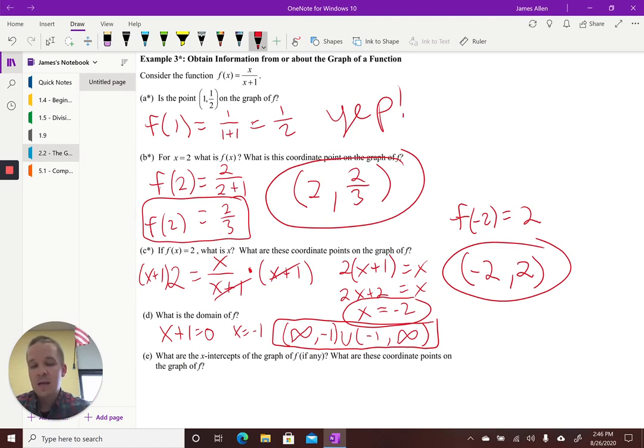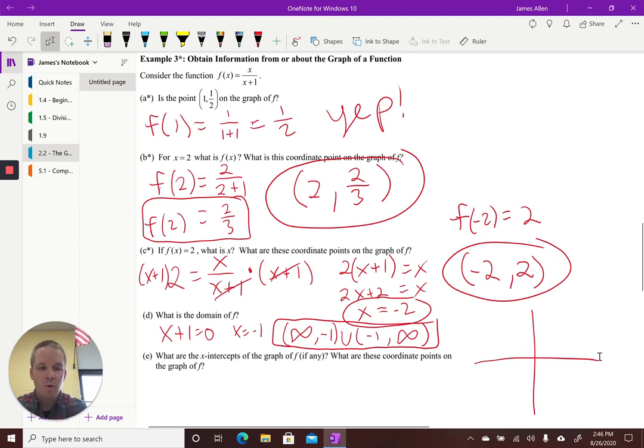And the last one, what are the x-intercepts of the graph of f, if any? What are these coordinates on the graph of f? Really, we're going to answer that one and the same. So my x-coordinates, my x-intercepts. What's happening on the graph when I'm crossing the x-axis here?